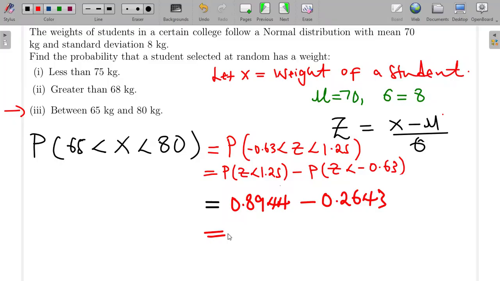So our final answer will be what? 0.8944 minus 0.2643. So this gives me 0.6301. So this here is the probability that X, which is the weight, is actually between 65 and 80 kg. Another way, as I said, without rounding off these numbers, is to use interpolation. But interpolation is quite lengthy and challenging, so the best approach is this one here. All right, so we are done with this question.